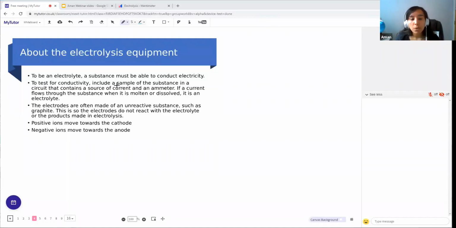So we include a sample of the substance in a circuit that contains a source of current and an ammeter which measures that current. And if a current flows through the substance when it is molten or dissolved, it is an electrolyte. So we need that current to flow through. The electrodes are often made of an unreactive substance, which is what I mentioned. So graphite's the usual one. And as I said, that's so the electrolyte doesn't react with the electrodes because that's not what we want.